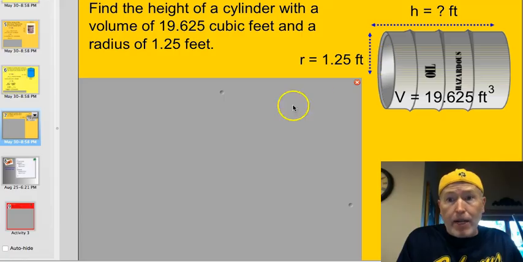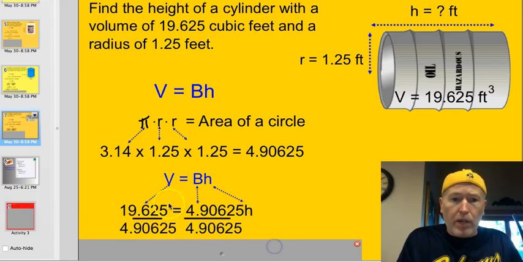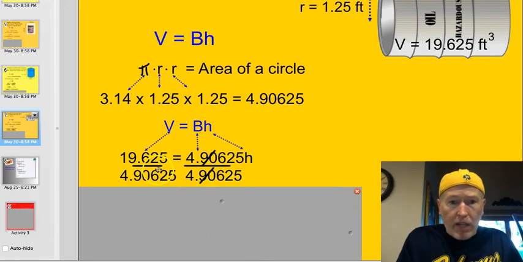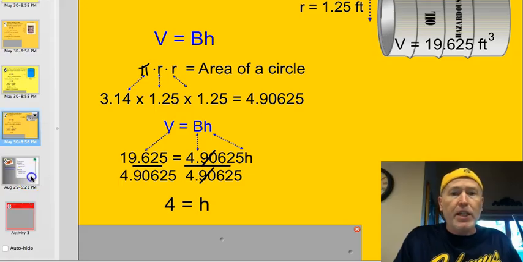You got a radius this time, not a diameter. So we're still going to find the area of the circle. We use the radius. We find that the area of the circle is 4.90625. Pop that into the formula. So we've got the volume, 19.625 equals 4.90625 h. Multiplication, so we're going to divide. These guys will cross off. Now we've got 19.625 divided by 4.90625. That simplifies to 4. 4 equals our height. There we go. Just that simple. All right, I think it's time for the ticket to the show.